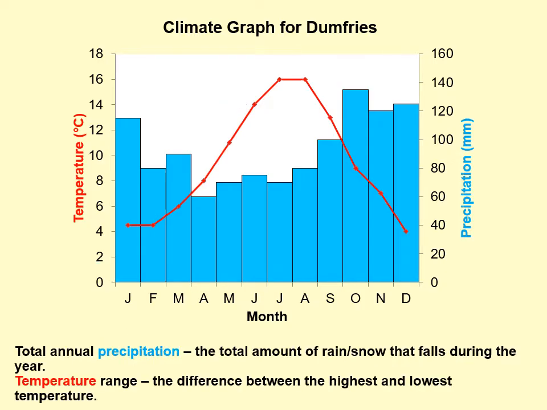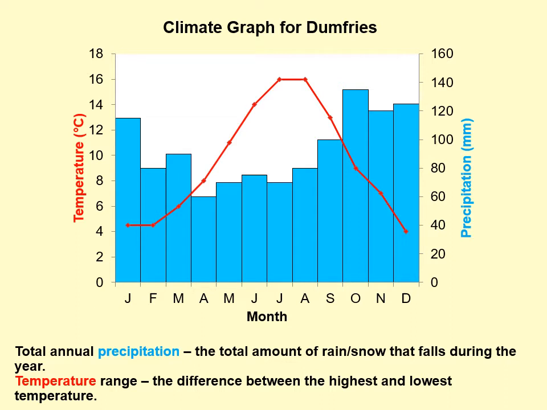So there are two other key terms that we need to know about when we are thinking about describing climate graphs. First of all, we've got total annual precipitation, and then we've got temperature range. Total annual means how much in a whole year. So the total annual precipitation is how much precipitation falls during a whole year. And to work this out on a climate graph, we will add up each of the bars for precipitation. Handily, quite a few climate graphs will give you the total annual precipitation somewhere either above or below the graph.